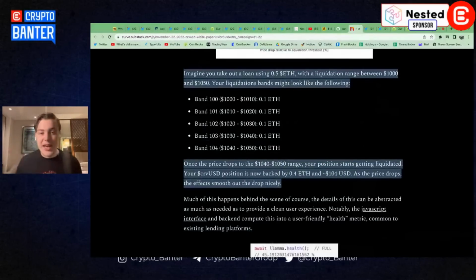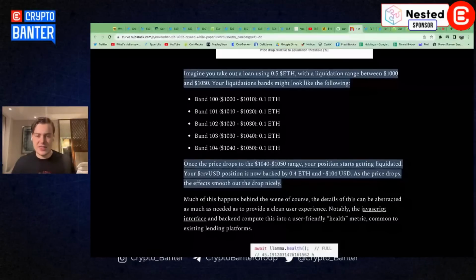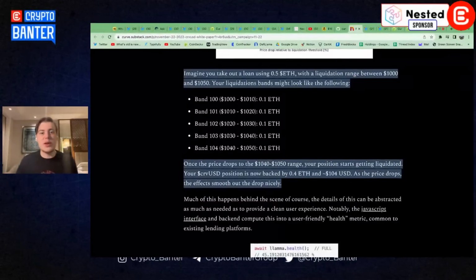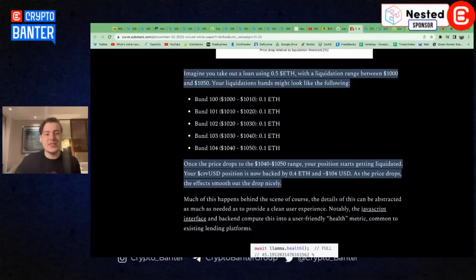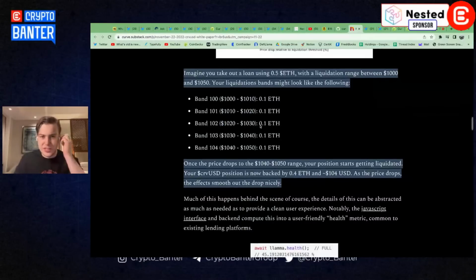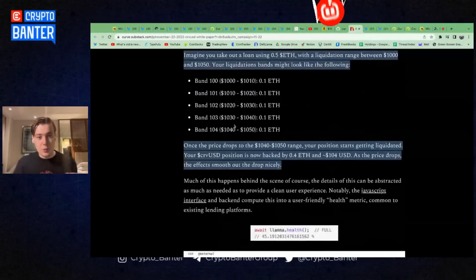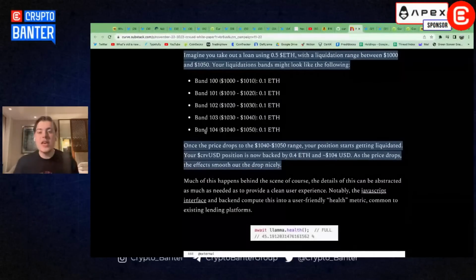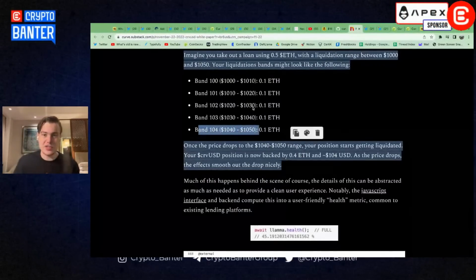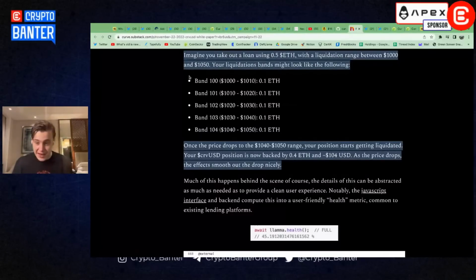So imagine you take out a loan using 0.5 Ethereum with a liquidation range between $1,000 and $1,050. Your liquidation bands might look like the following. So you have band 100, which would be 1,000 to 1,010, band 101, 1,010 to 1,020, 1,020 to 1,030, etc. So once the price drops into the 1,040 to 1,050 range, which we can see is band 104, your position starts getting liquidated. So it tracks it using a series of bands.